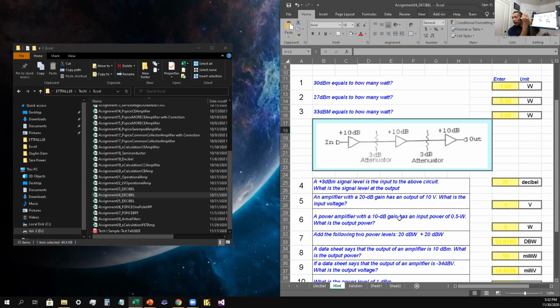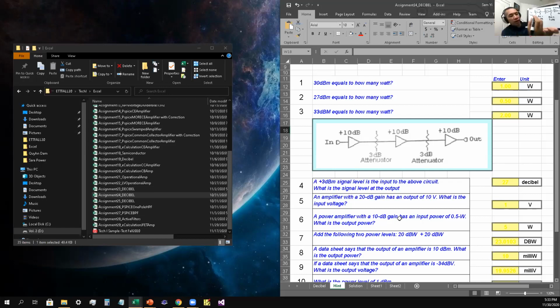Okay, so they said that they're gonna put in 3 dBm to come in as input, so 3 dBm. And this one's an amplifier, so this is positive 10 dB. This is amplifier number 1, number 2, number 3. And this is your filter, or your attenuation number 1, attenuation number 2.